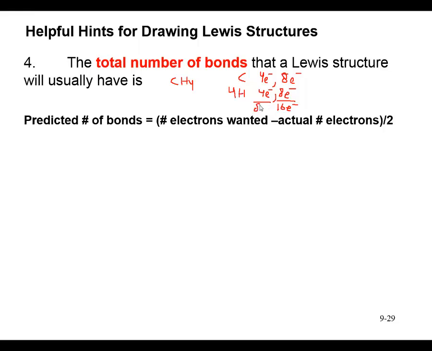So they actually only have 8. If I use this equation I've given you, the electrons that are wanted are the 16 that we just determined, and the number of electrons that we actually have is 8. That gives me a value of 8 more electrons needed to fill those valence shells. If I divide that value by 2, that can predict the number of bonds I might have in my structure. So 8 divided by 2 predicts 4 bonds are likely to be in the structure.